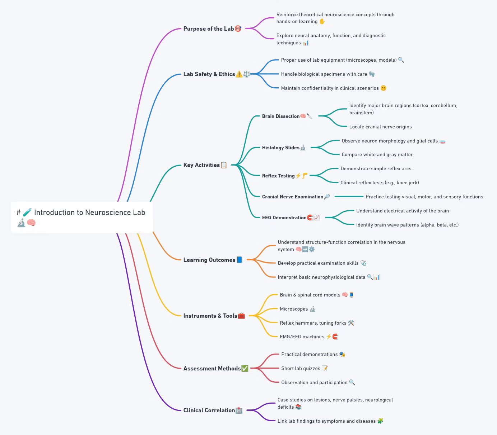Pay attention to the spinal roots. The dorsal root contains sensory fibers with a dorsal root ganglion, while the ventral root carries motor fibers. These roots join to form a mixed spinal nerve.